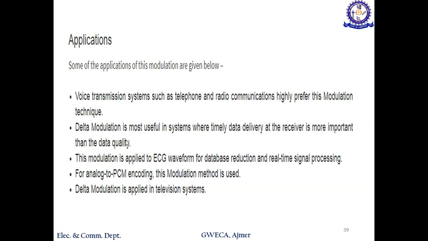So what are the applications of this delta modulation? Some of the applications are voice transmission systems such as telephone or radio communication, which highly prefer this modulation technique because the bandwidth requirement is very low. Delta modulation is mostly useful in systems where timely data delivery at the receiver is more important than data quality. The modulation is applied to the ECG waveform for detection and real-time signal processing. For analog to PCM encoding this modulation scheme is used, and delta modulation is applied in television systems.